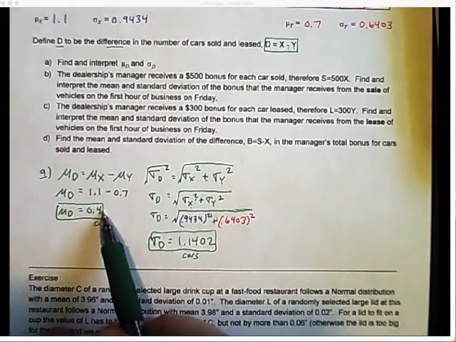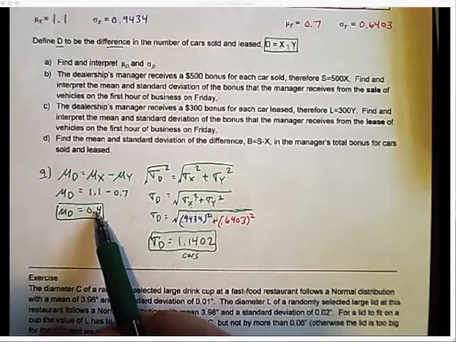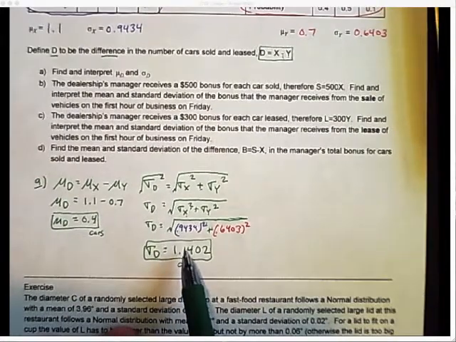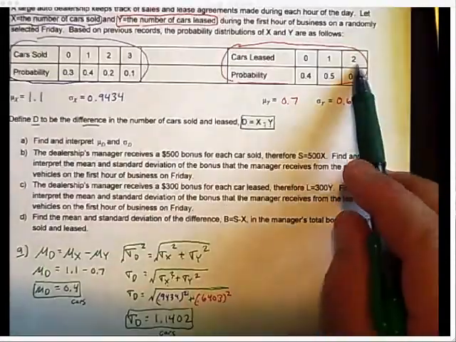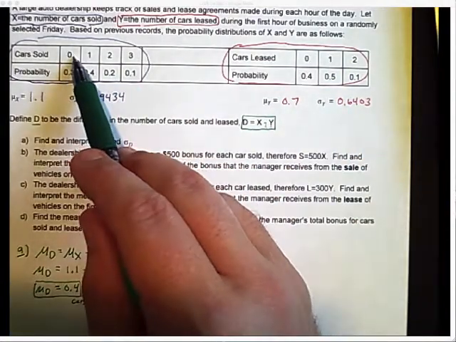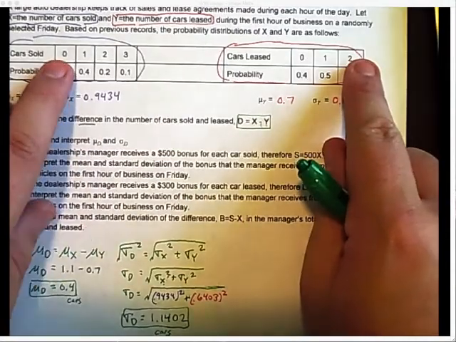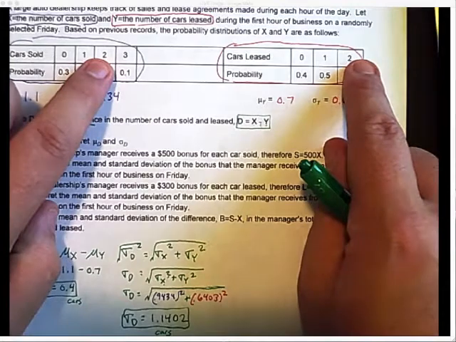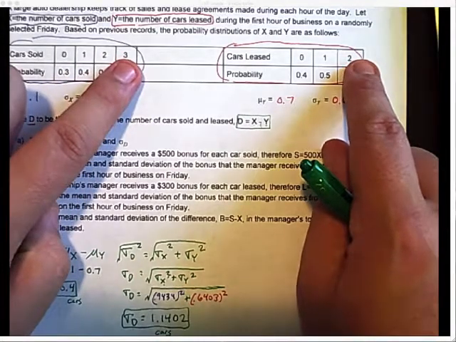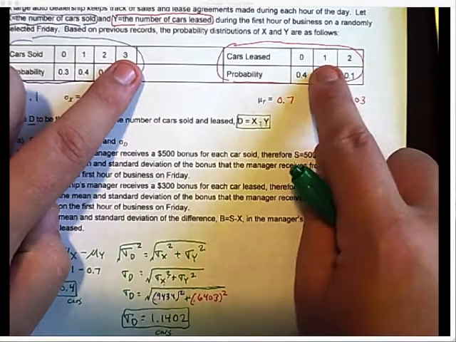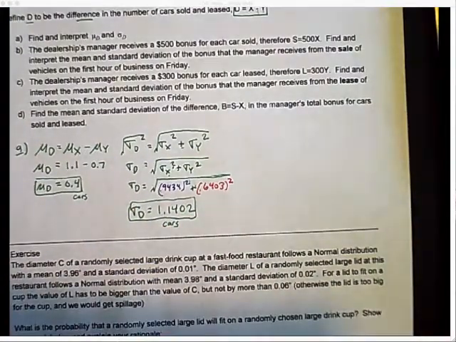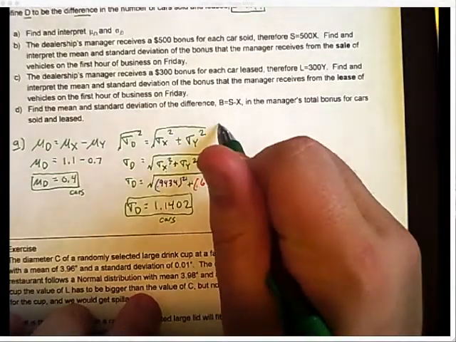So the mean of the difference, on average, is 0.4, but there's a huge spread. There's a much bigger spread. Sometimes 2 cars get leased and no cars get sold, so that difference would be 2. Sometimes if it's 2 and 1, it would be 1. If both of them were 2, then the difference would be 0. Sometimes it would be -1. And then you could do it with all 3 numbers. So looking at all the combinations, on average this is how the difference deviates. So that's part A.